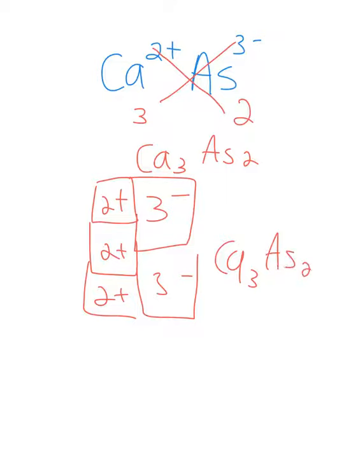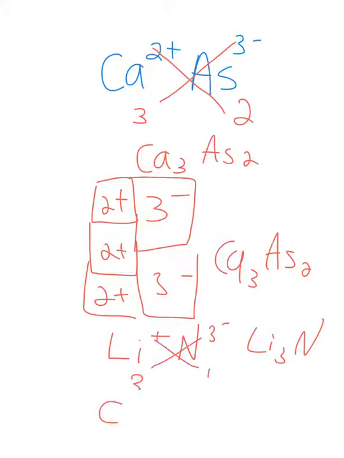Okay, so if I have Li, which is plus, and N, which is 3 minus, it's Li3N. Again, crisscross, but we don't write the ones. Or let's say we have Ca2 plus, and we have F minus. So again, 2 and 1, so this would be CaF2.